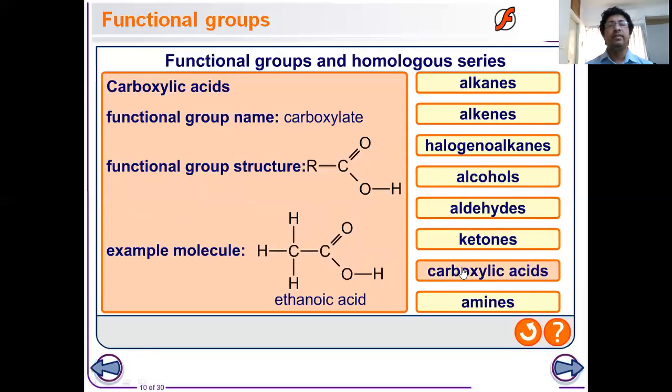Then carboxylic acid. Carboxylic acid is the type of organic molecule which contains two functional groups together, CO and OH. So together we read it as COOH. Here the example of ethanoic acid is given. Amine is not included in the A level syllabus, so I'm not going to show it here.